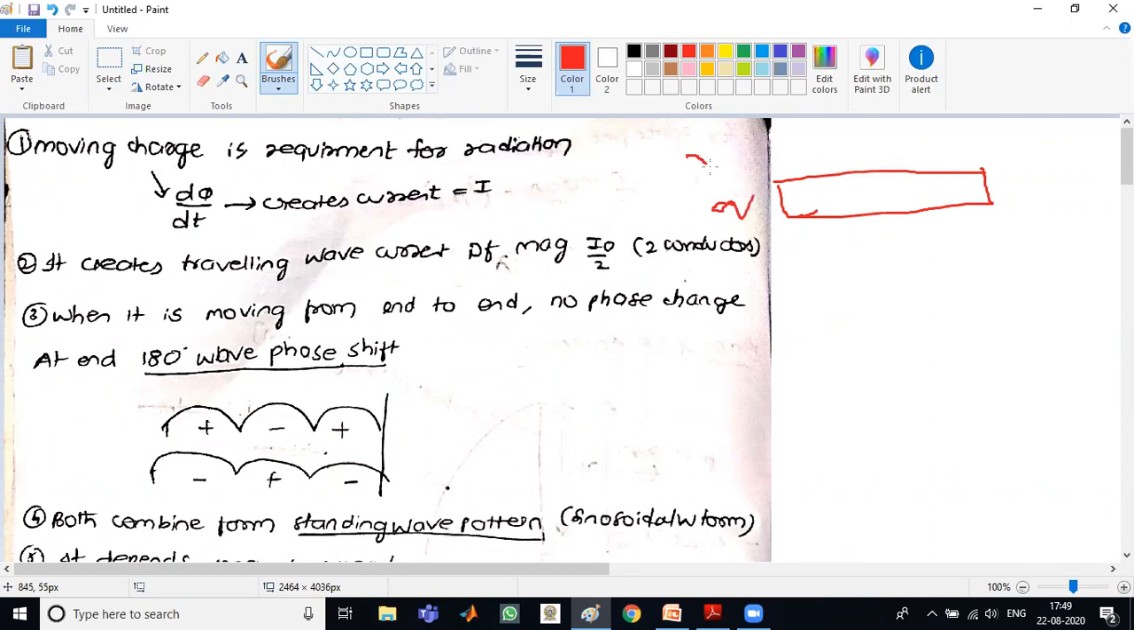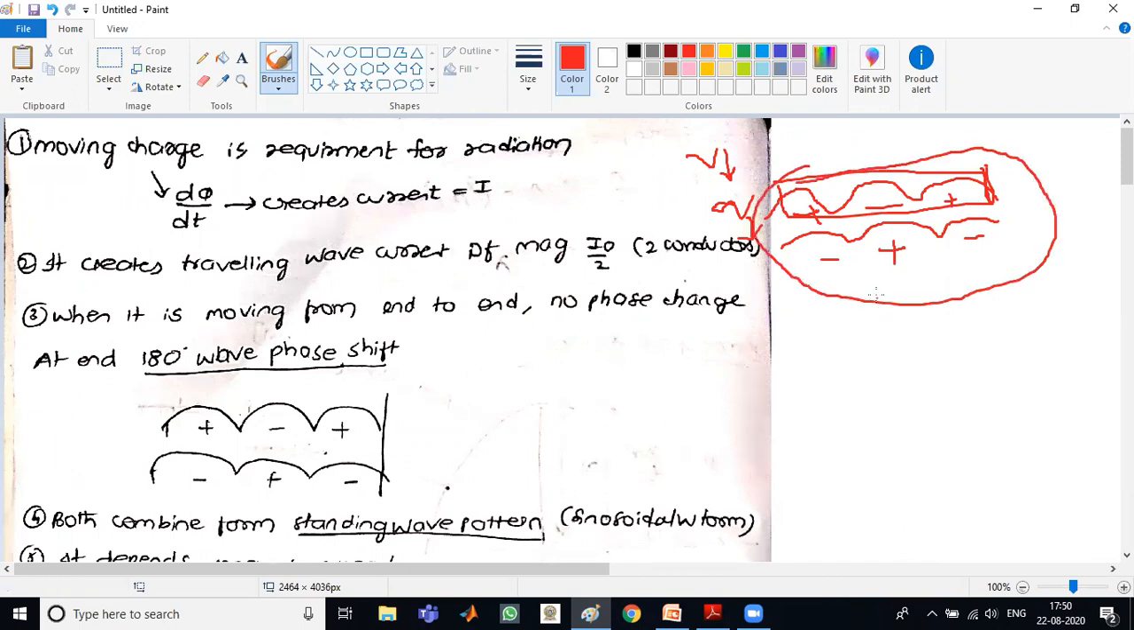When you give the voltage to the conductor, the charge travels in the form of a wave, that is, an electromagnetic wave. That is, this is positive, this is negative, and this is positive. When it touches the end of the antenna, it gets reflected back with a phase shift of 180 degrees. That is, it becomes minus, this becomes plus, and this becomes minus. And these two combine, forming a sinusoidal wave.